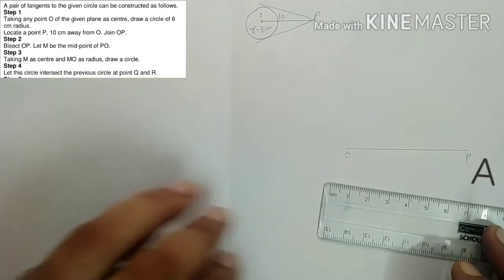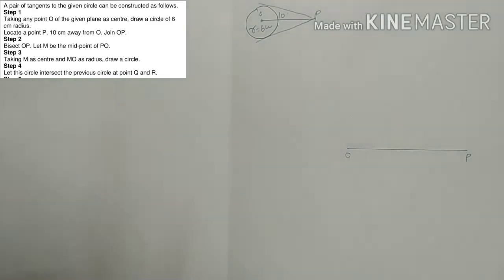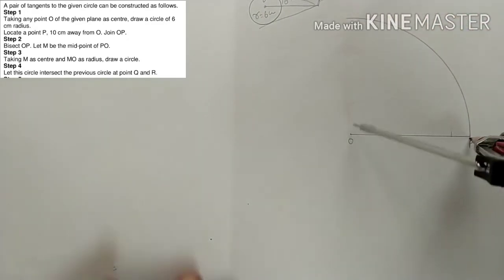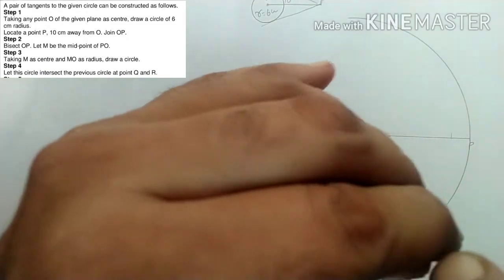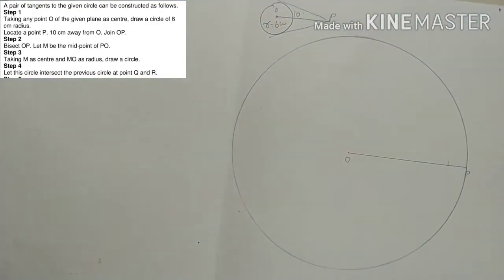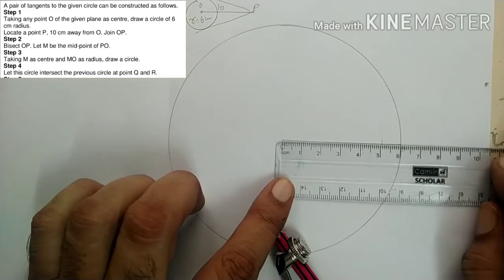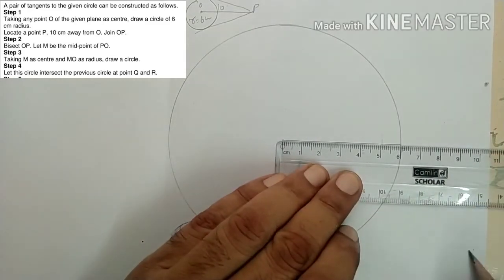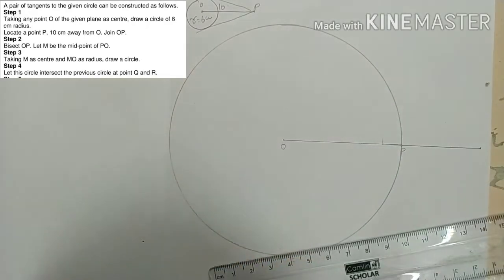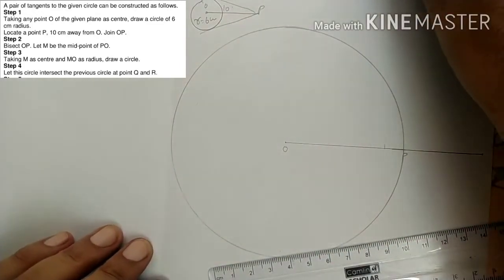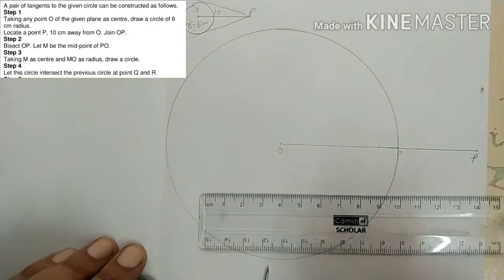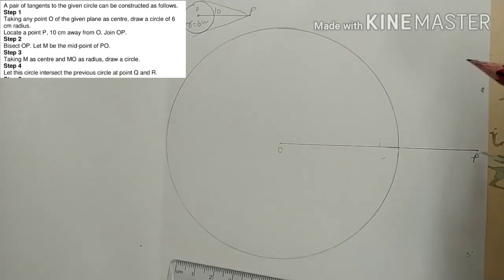Center O, draw a circle of 6 cm. Now locate a point P 10 cm away from O. This is point P, and look here, we will draw the perpendicular bisector of line OP.